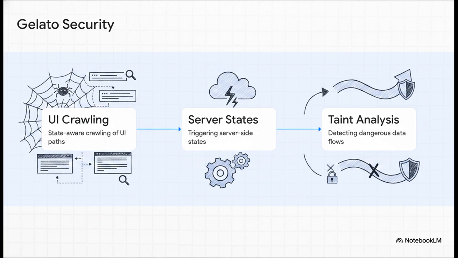Basically, think of Gelato as a digital detective. It systematically maps out the hidden depths of modern JavaScript apps. It does state-aware crawling of UI paths, intentionally triggers server-side states, and then applies what's called lightweight taint analysis to detect dangerous data flows. And the absolute coolest part? It does all of this without having to modify the browser itself.